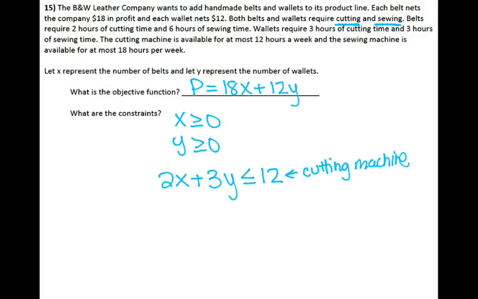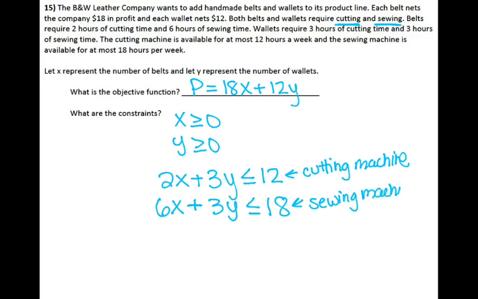And then for the sewing machine, I have 6 hours of sewing time for the belts, so that's 6x, plus 3 hours of sewing time for the wallets, so 3y, and that has to be less than or equal to 18 hours. So this is talking about the sewing machine. So those are your 4 constraints.